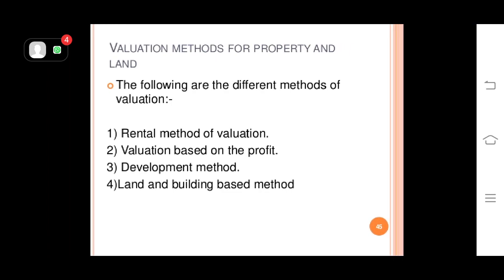The valuation methods for property and land. The following are the different methods for valuation of property and land: rental method of valuation, valuation based on profit, development method, and land and building based method.